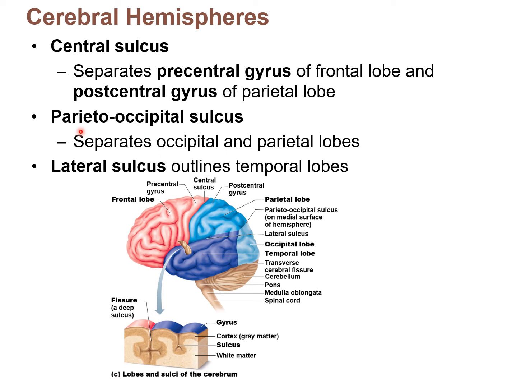Right, then we see a parieto-occipital sulcus. That's a sulcus, not as well defined, but there's a sulcus that divides the parietal lobe from the occipital lobe. And then we have a lateral sulcus right here. The lateral sulcus outlines the temporal lobe, so it divides the temporal lobe from the frontal lobe and also from the parietal lobe. So there's your lateral sulcus. So you should be aware of these sulci here and which lobes they separate.